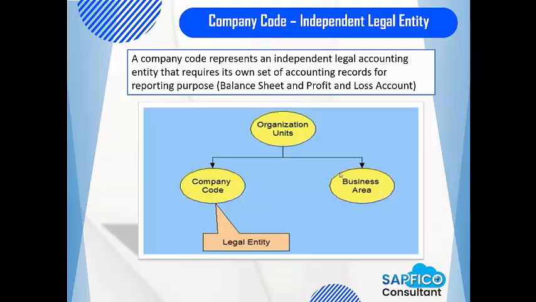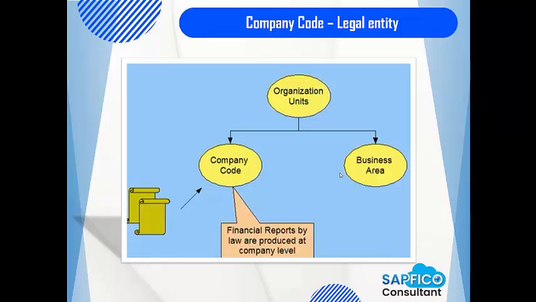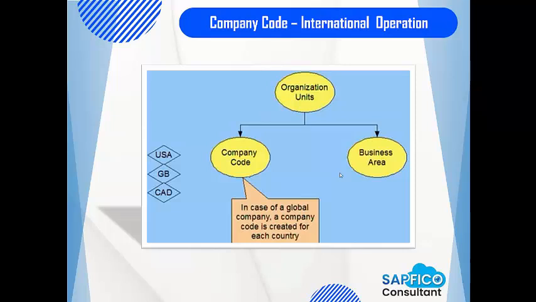So the definition is mentioned here. A company code represents an independent legal accounting entity that requires its own set of accounting records for reporting purposes. Balance sheet and profit and loss account can be created for a company code. So financial reports required by law are produced at company level. In the case of a global company, a company code is created for each country. It can be USA, Great Britain, Canada, or whatever.